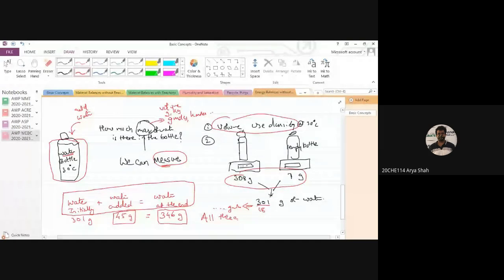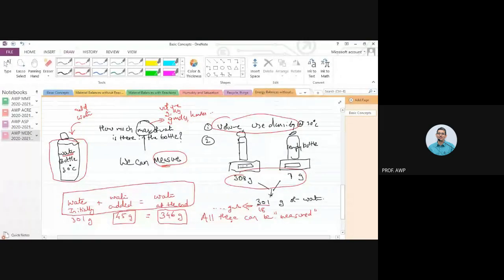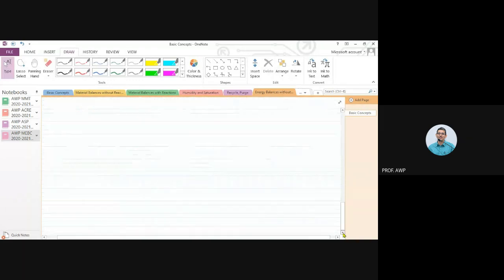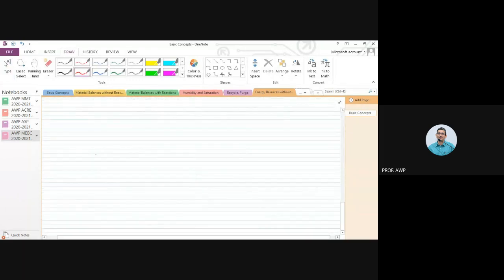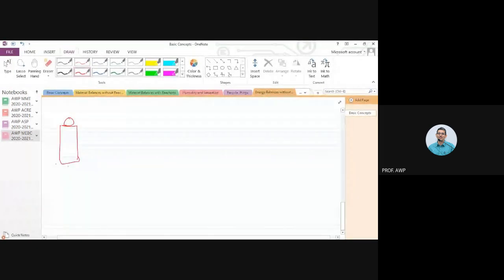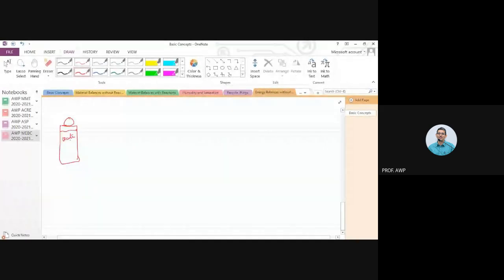For energy, we can't measure the initial condition as such. Okay. So I'm just coming to that. Right? Do we all agree? Now suppose I tell you that I have the same bottle, right? Same bottle, same water, same temperature.